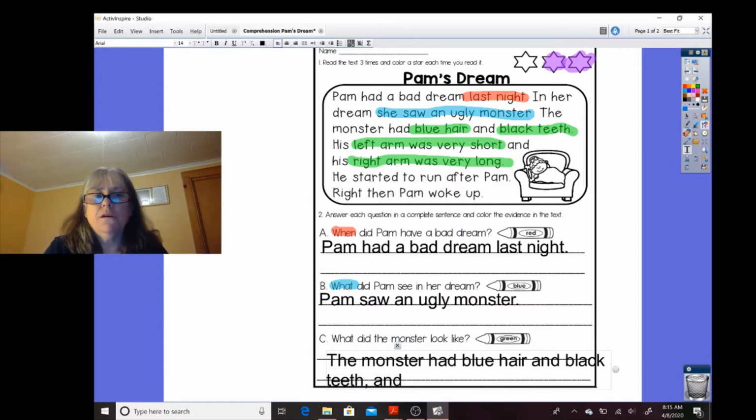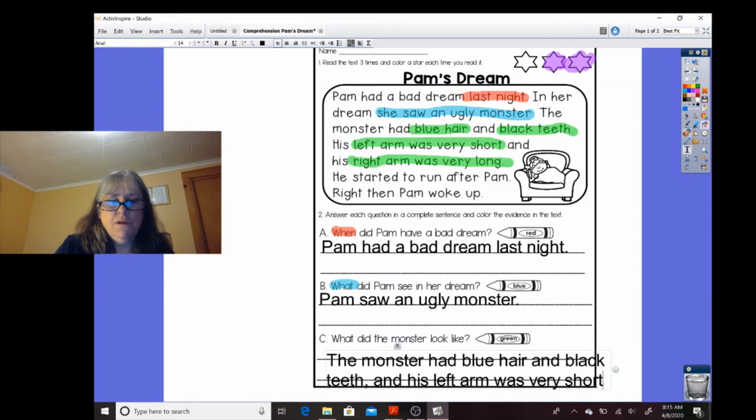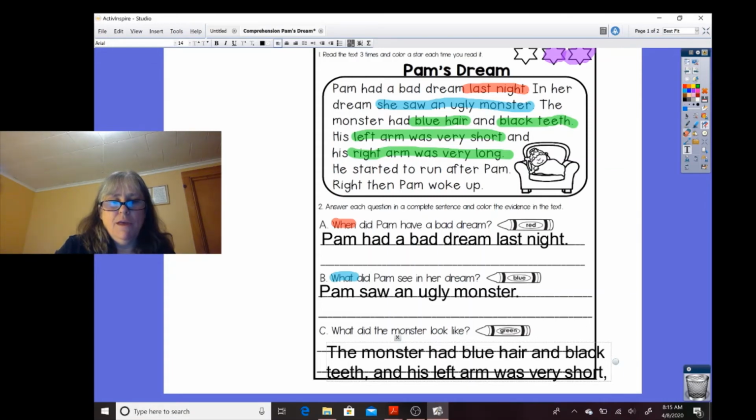And his left arm was very short. And his right arm was very long.